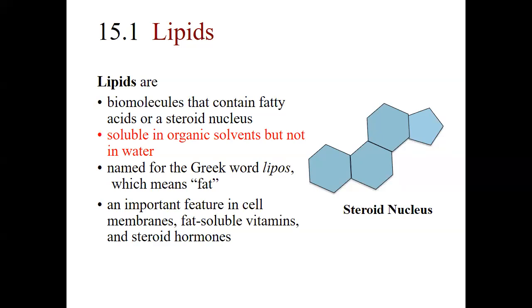Lipids are biomolecules. That means they are naturally occurring inside of living systems. Again, when we think of them, we usually think of fats. But in reality, they can be fats, fatty acids, or they can have what is called the steroid nucleus. The steroid nucleus looks like this. It's a series of 4 carbon rings fused together in a very particular way: a 6-membered ring to a 6-membered ring to a 6-membered ring to a 5-membered ring.